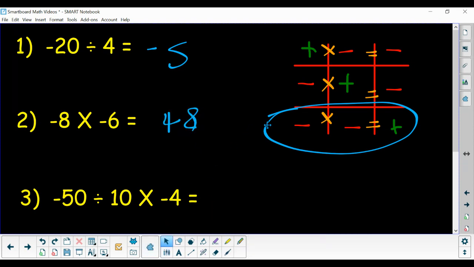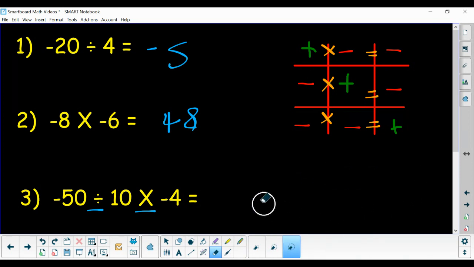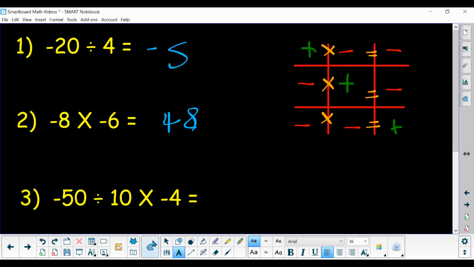Now the last one, I threw two operations in there. Operation means when you add, subtract, multiply, or divide. What I mean is I threw in division, then multiplication. And instead of giving you just two numbers, I gave you three. So I kind of stepped it up in this one. But as long as you follow the tic-tac-toe table, it shouldn't give you any trouble.